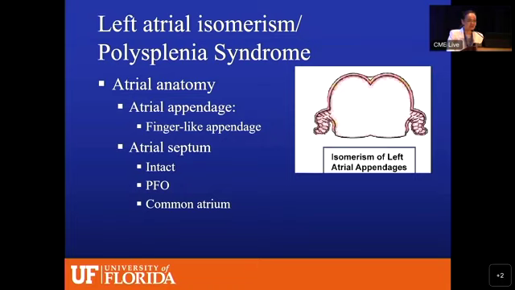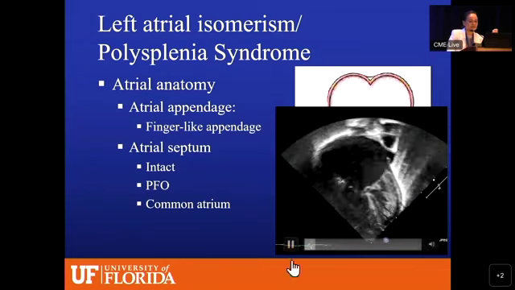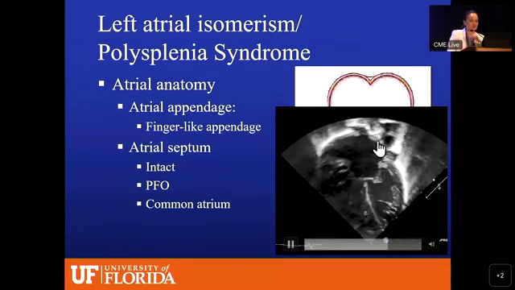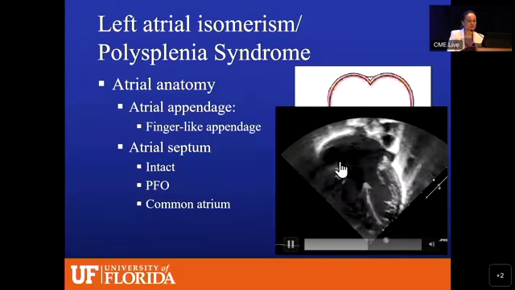Let's now switch gears and talk about left atrial isomerism. The left atrial appendage looks like finger-like appendages, and in isomerism of left atrial appendages, there are two Snoopy's ears on both sides. Again, the atrial septum could be intact, there's a PFO, or there's a common atrium. This is an example of left atrial isomerism where there's a common atrium.